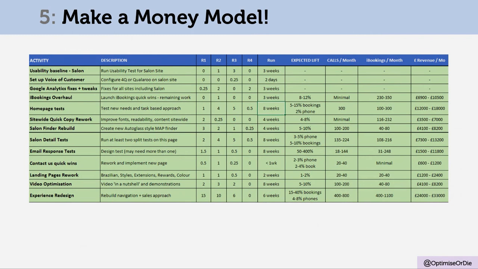It works. Here's a money model. We estimated how much money all these changes were going to make so that we could concentrate on getting the most money in the bank as early as possible. 4.8 million it turned out to be worth that lot a year.